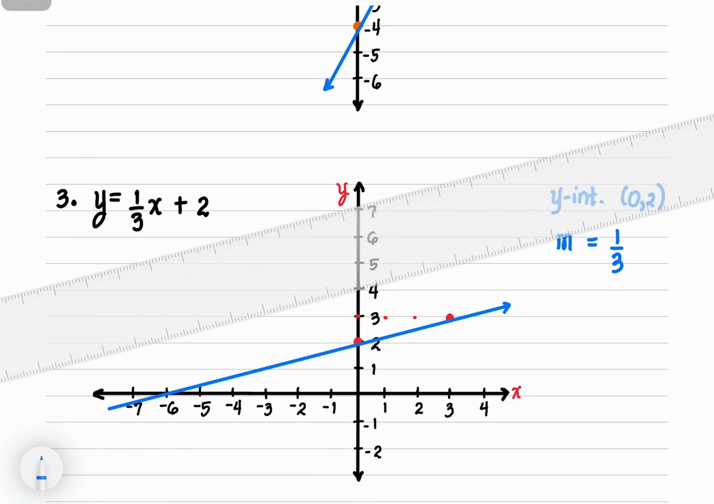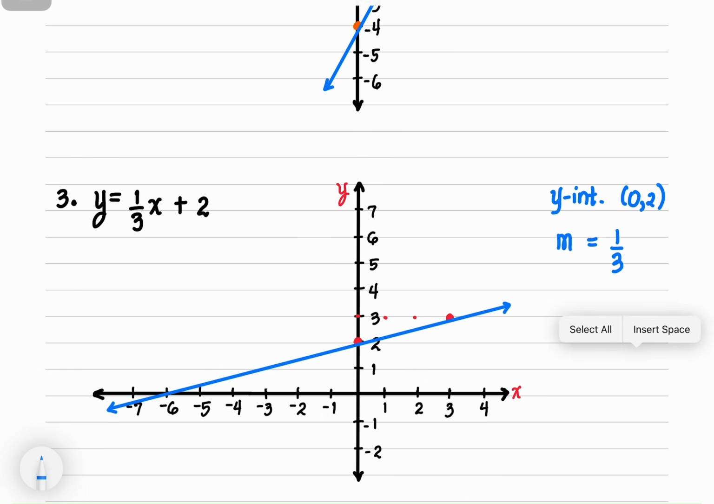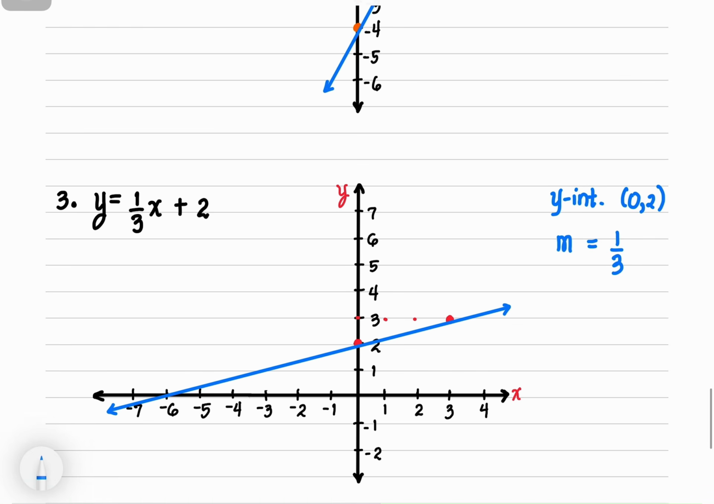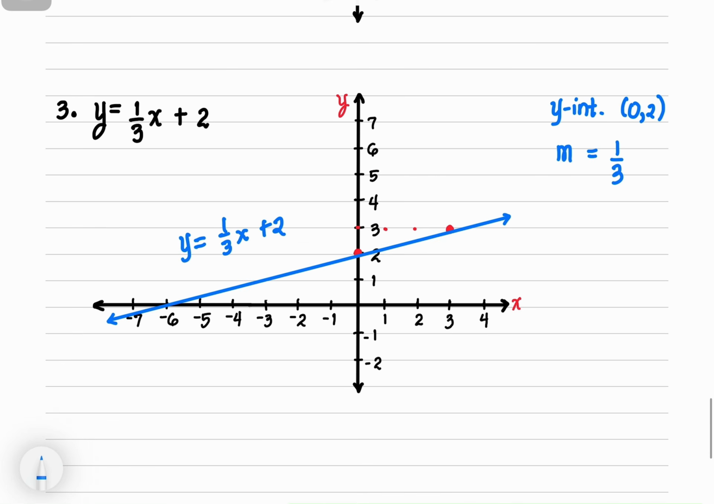Kasi, guys, kung gagamit tayo ng x and y-intercept, isa sa mga point doon, which is -6, 0. Okay? So, which is correct. So, ito yung magiging graph natin sa number 3. So, ganun lang kasimple. So, this is the graph of y equals 1/3 x plus 2. At ito naman yung graph ng number 2, which is y equals 2x minus 4. Okay? So, ganun lang kasimple.